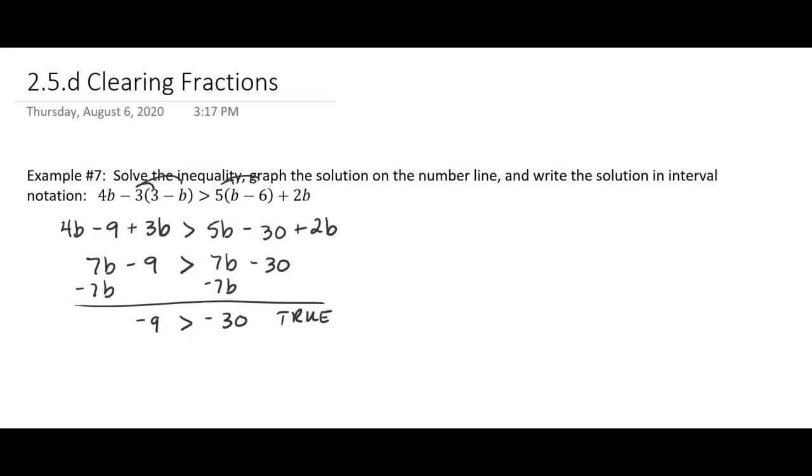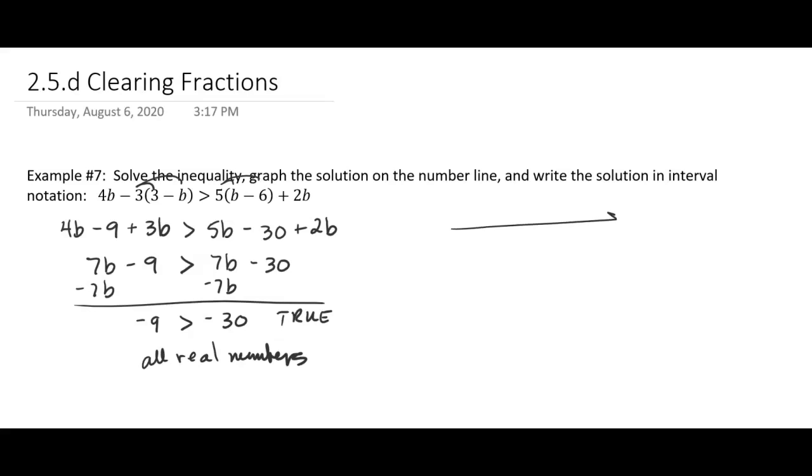And so what does that mean? It means all real numbers work for this inequality. So whatever value you put in for b, it's going to always make a true statement. And so we want to say this solution is all real numbers. I'm going to write that, all real numbers, but I'm not putting a box around it. Okay, because it asks us to graph it, and it says to write the solution in interval notation. So I want to show you how to do that.